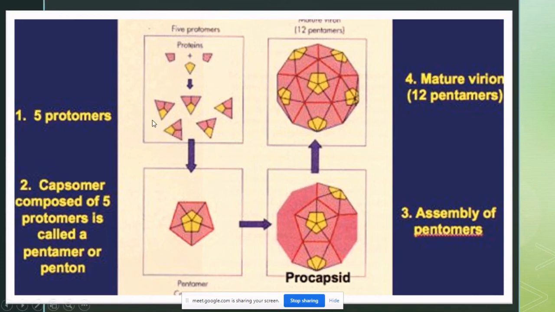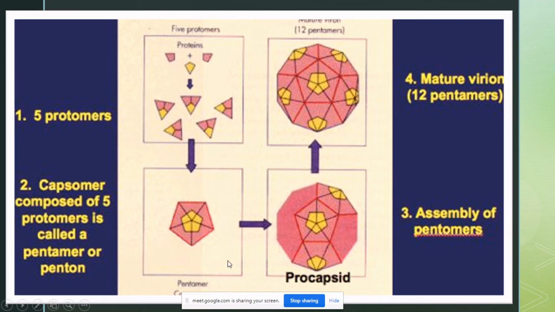Protomers are nothing but the group of proteins. As shown in the diagram, these small proteins come together and one unit is formed. So these two pink and one yellow is called one protomer. Like this, 5 protomers come together and form capsomer. Although we call capsomer a unit of capsid, actually capsomer is not undividable. Capsomer is divided into protomers, and protomers are made up of proteins. So here you can see 5 different protomers have formed one capsomer.